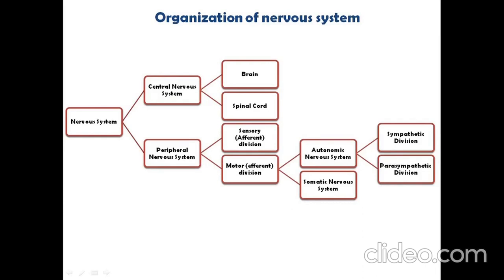And this peripheral nervous system gets divided into the sensory or the afferent division, and second one is the motor or the efferent division. Again this motor or efferent division gets divided into two parts. First one is the autonomic nervous system and second one is the somatic nervous system. Again this autonomic nervous system gets divided into two parts. First one is the sympathetic nervous system and second one is the parasympathetic nervous system.